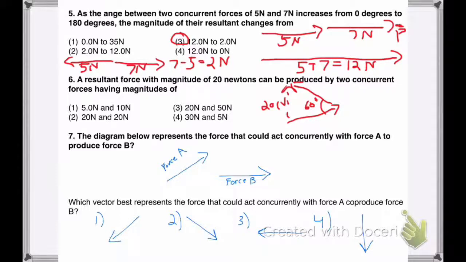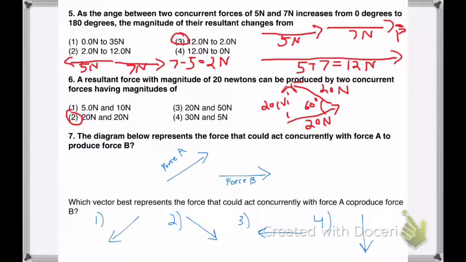Well, how's that possible? Well, if we had a 20 newton force and another 20 newton force, like I said, at a 60-degree angle, that would produce an equilateral triangle. Therefore, the resultant would have to be 20 newtons. So, choice number 2 is our answer.